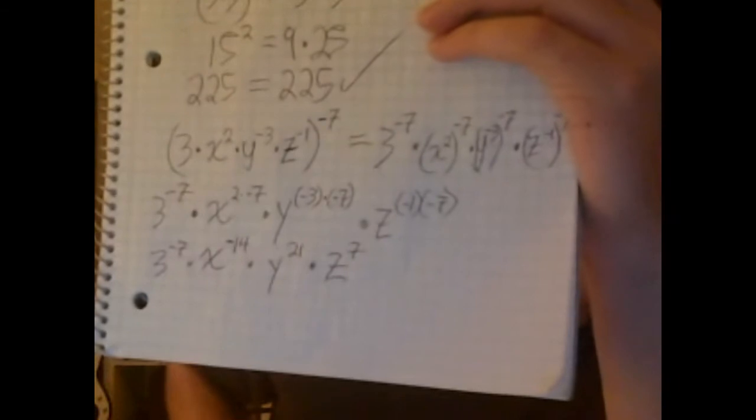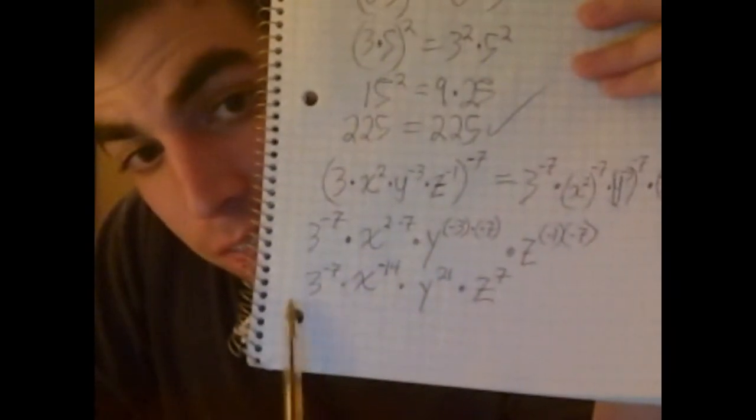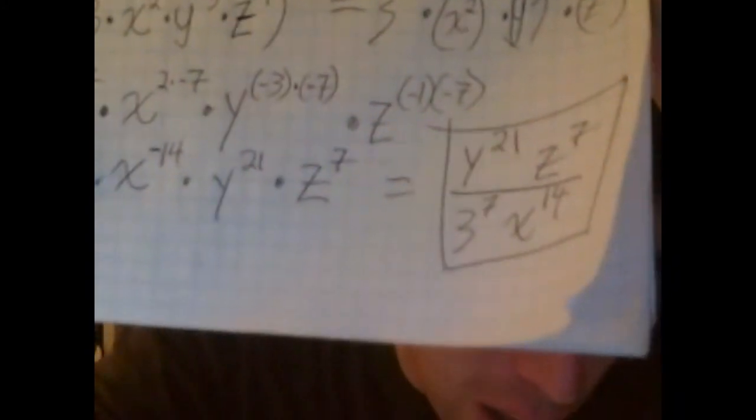Some people might want you to apply your negative exponent rule to move this negative exponent and this one to our denominator so that we would get y to the 21st, z to the 7th, all over 3 to the 7th, x to the 14th. We are done. That's as done as you possibly can be. This is more difficult a problem than you'll have on this sheet, and we're done with this video.